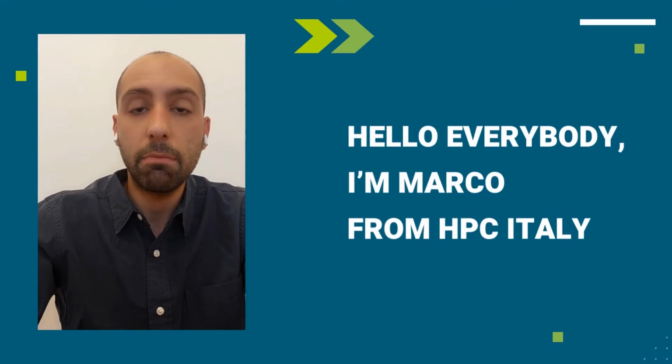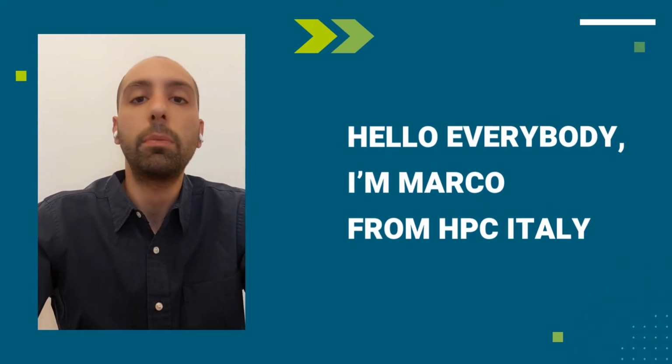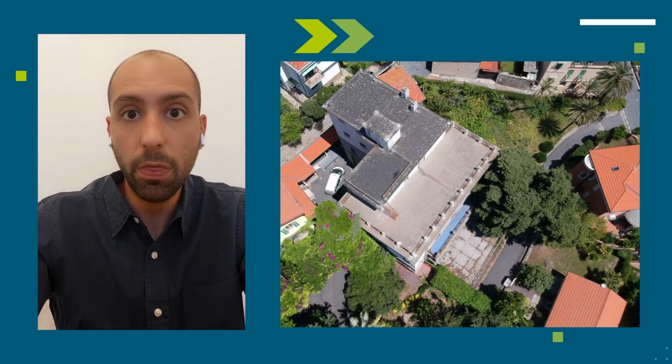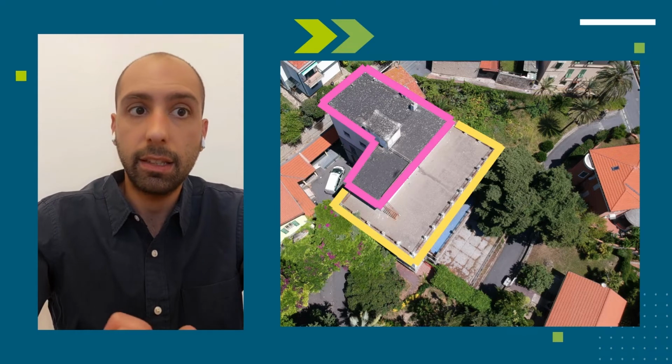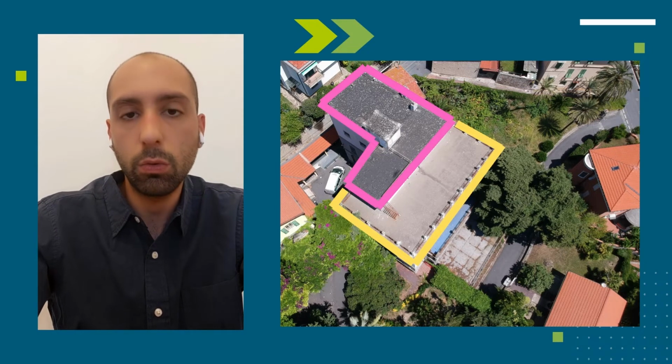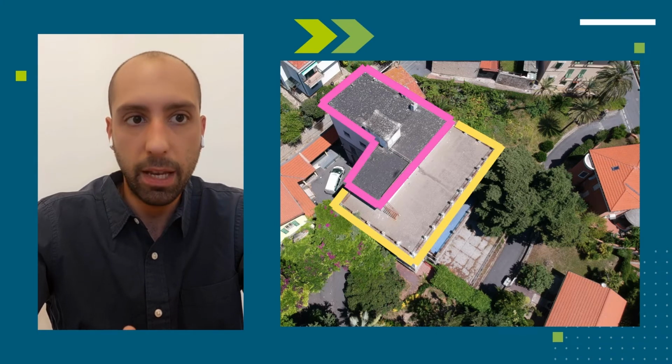Hello everybody, I'm Marco from HPC Italy and I'm going to show what kind of information is possible to extrapolate from this aerial photo. We can observe two different types of roof covering, so two samples will be taken to verify the presence of possible asbestos.